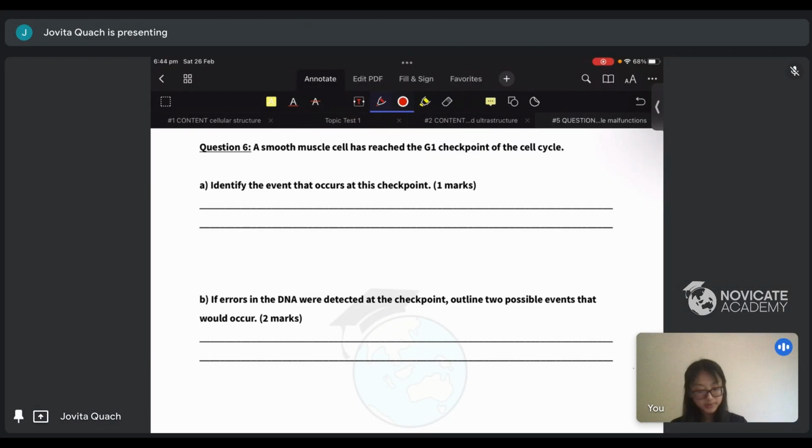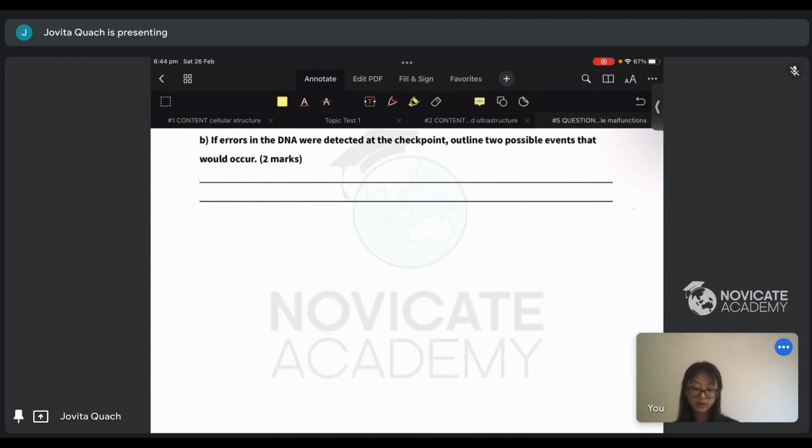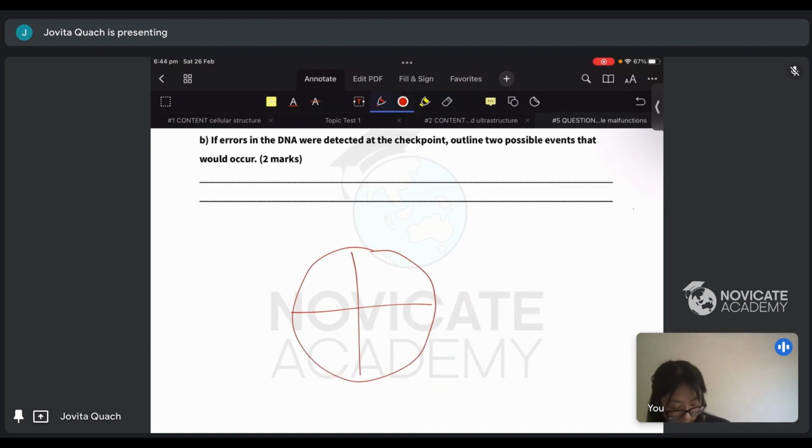A smooth muscle cell has reached the G1 checkpoint of the cell cycle. So G1 checkpoint is a really important bit of information. So in my head, I'm already thinking, let's just try to picture a diagram of the cell cycle. Well, we know that there are 4 main sections. We've got the G1, the synthesis phase, the G2, and our mitosis phase. And our cell cycle goes this way, all the way around. And our G1 checkpoint would obviously be in the G1 phase.